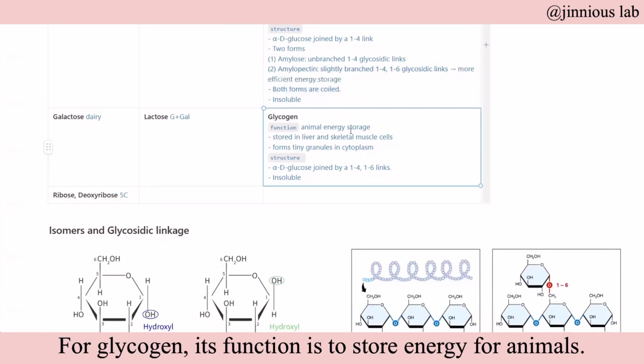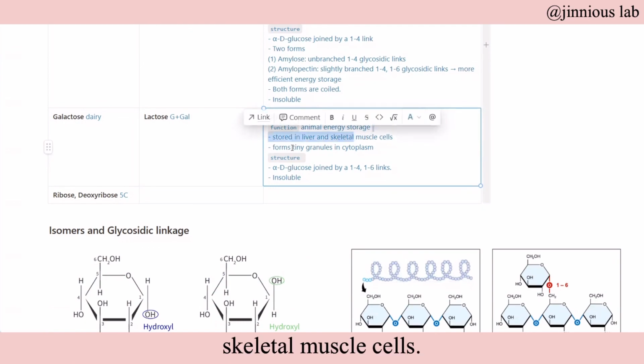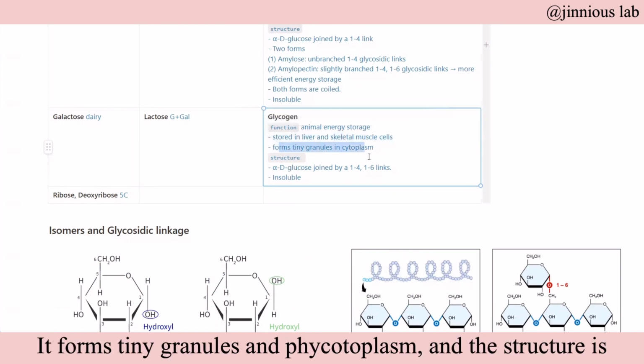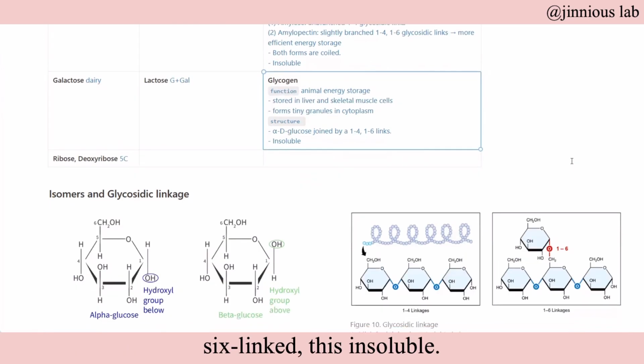For glycogen, its function is to store energy for animals. Glycogen is always stored in liver and skeletal muscle cells. It forms tiny granules in the cytoplasm, and the structure is alpha glucose, which is joined by 1,4 and 1,6 links. It is insoluble.